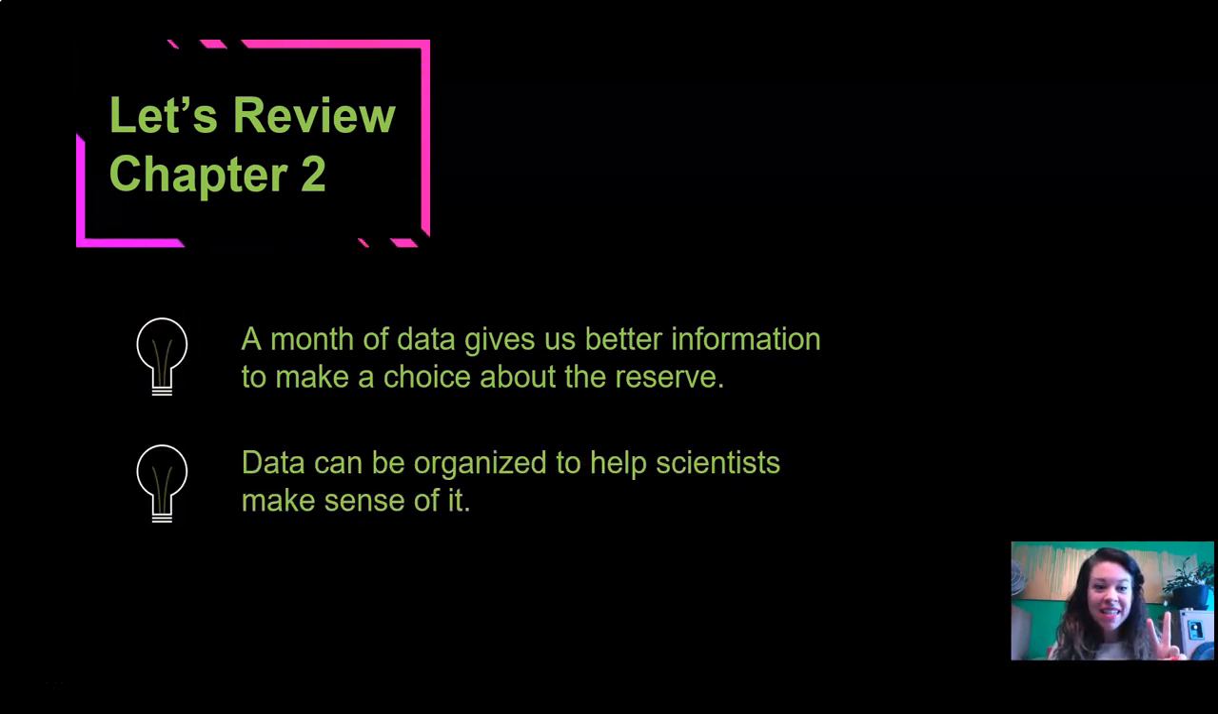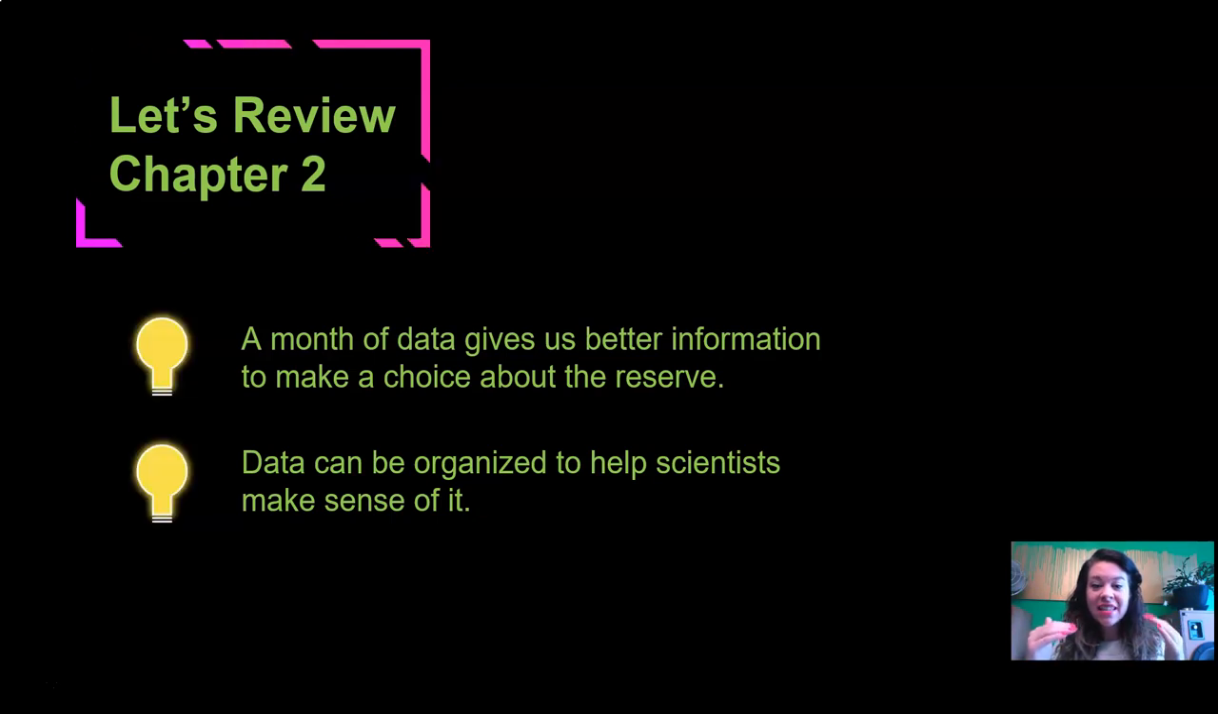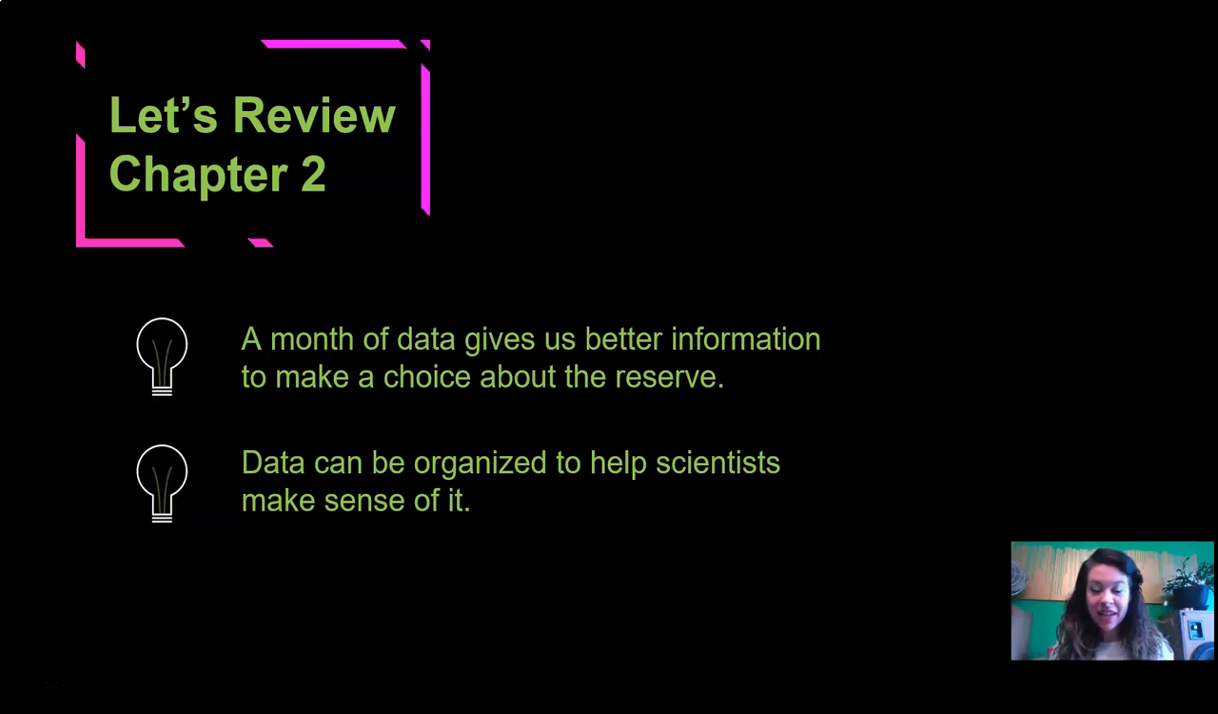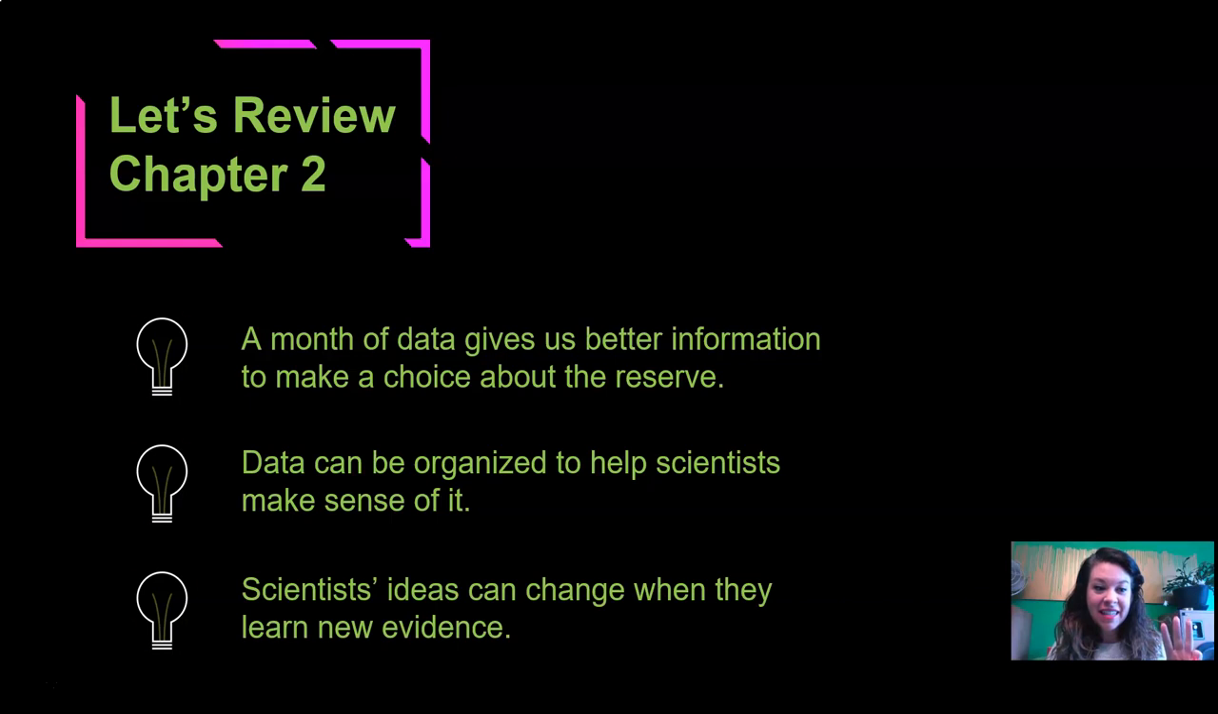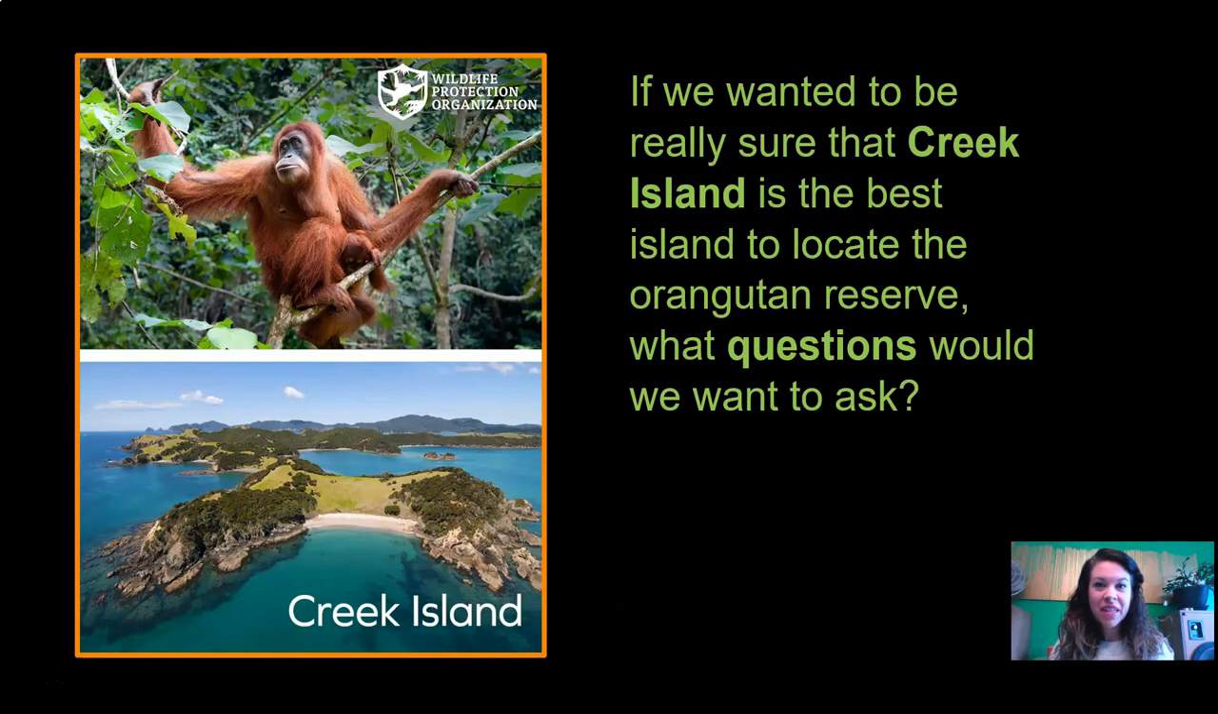The second big idea is that data can be organized to help scientists make sense of it. And the third big idea is scientists' ideas can change when they learn new evidence. If we wanted to be really sure that Creek Island is the best island to locate the orangutan reserve, what questions would you want to ask? You can tell me any questions that you've been thinking of now.